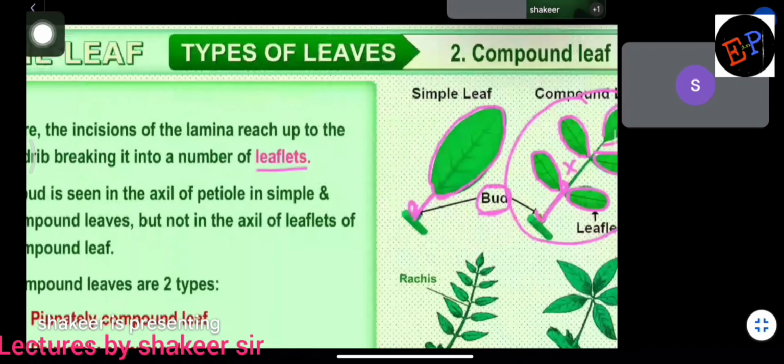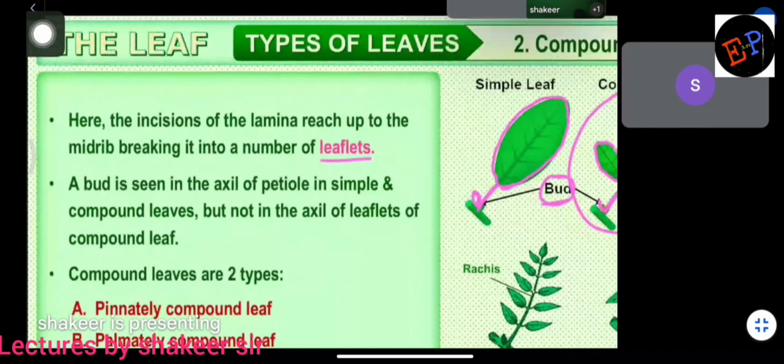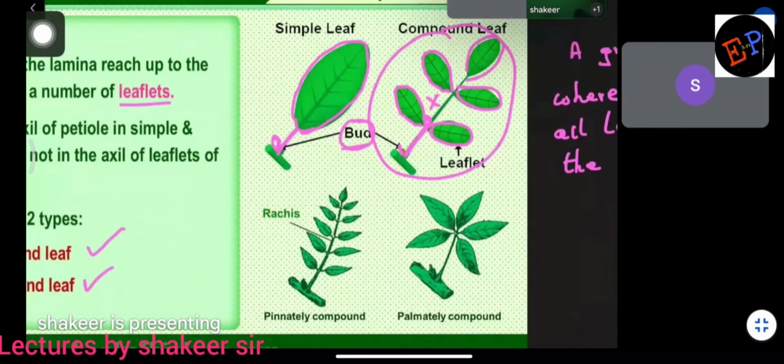Then again, compound leaf we have divided into two types: pinnately compound and palmately compound. In the figure you can see this arrangement of the leaflets; this type of arrangement you can call a pinnately compound leaf. And what is this rachis here? Rachis is nothing but the midrib. Rachis and midrib are the same. But generally we use the term midrib for a simple leaf and the term rachis for a compound leaf. Both do the same functions.